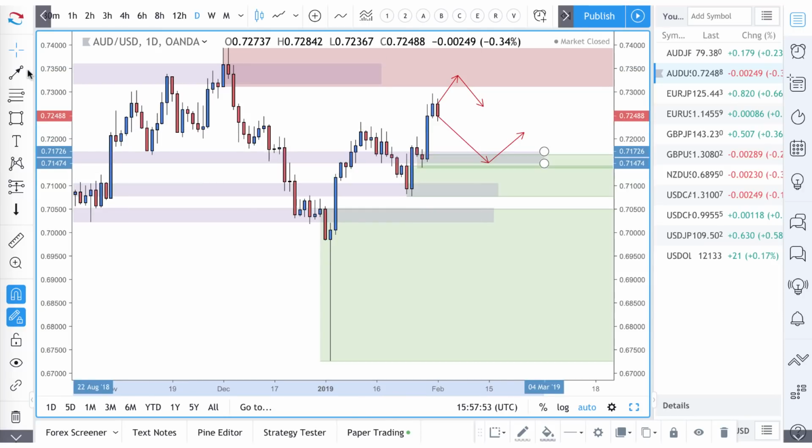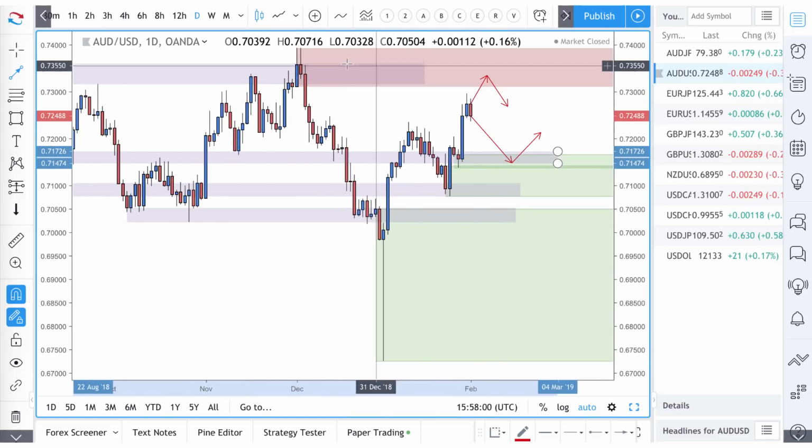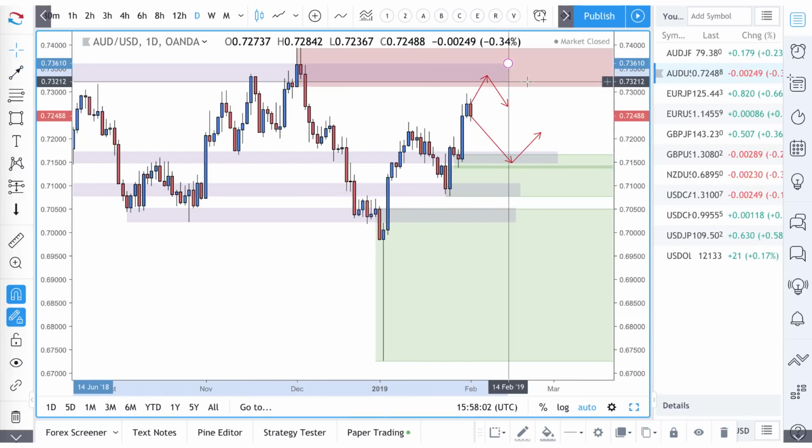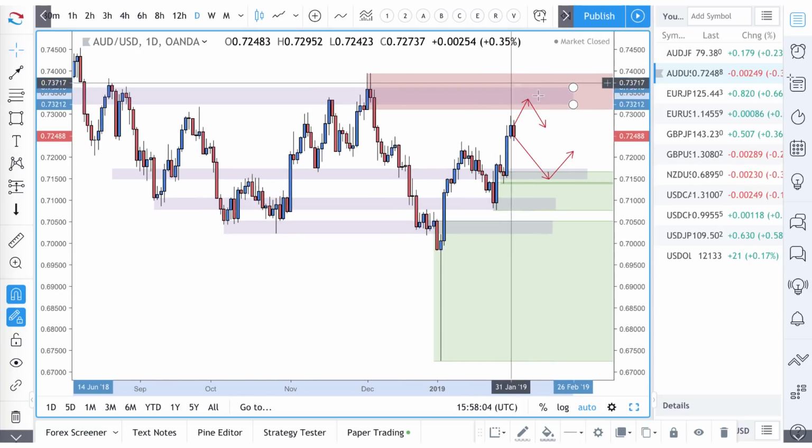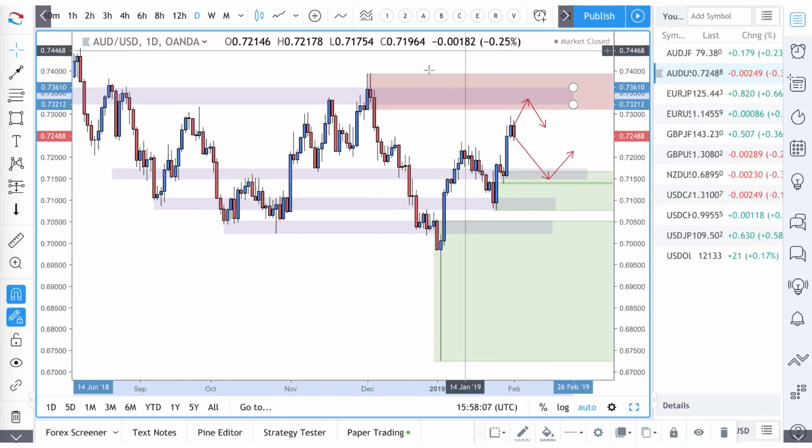So if prices do again come back down, look for buying opportunities if you think that the Australian dollar is going to get stronger. Again, if you think that the US dollar is going to get stronger, then this is really the area to look for short trades.